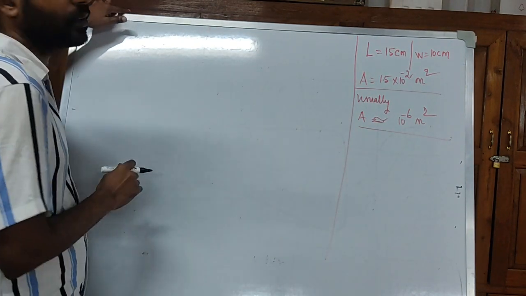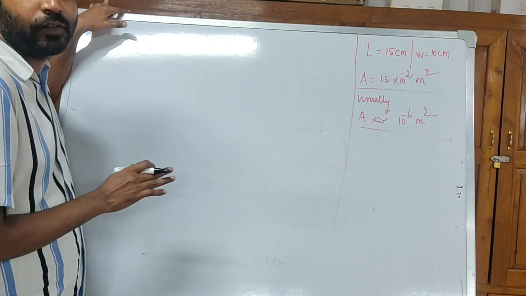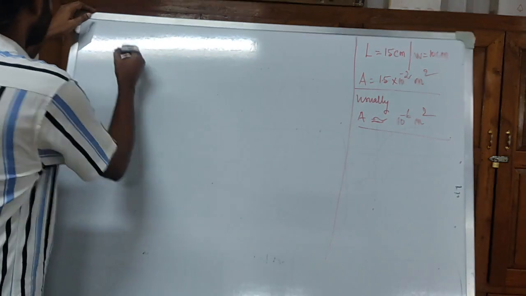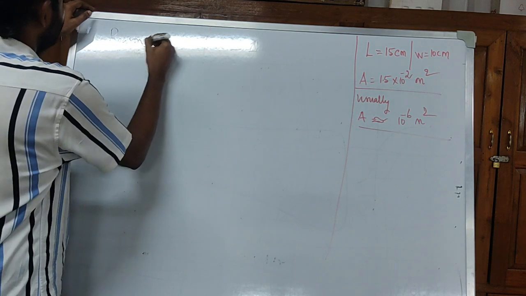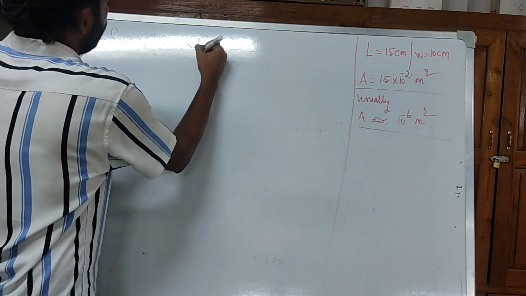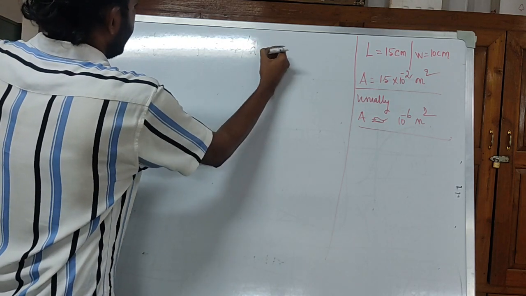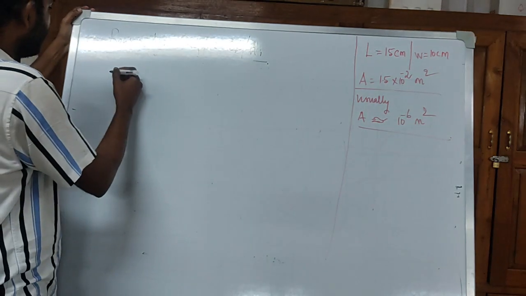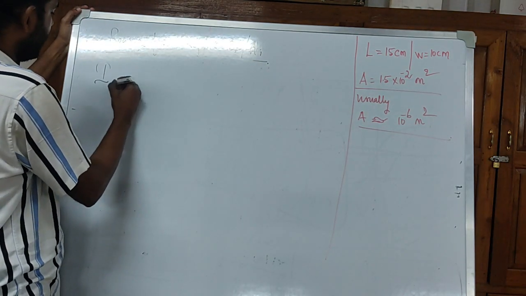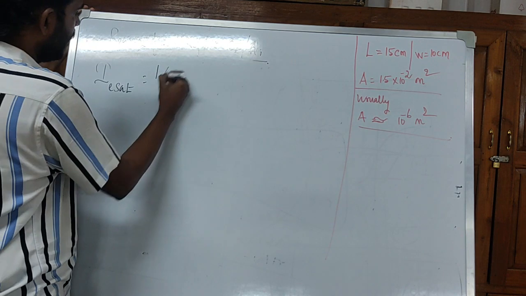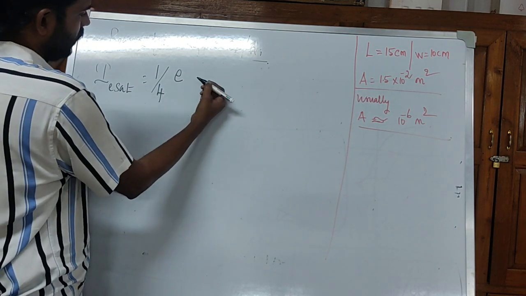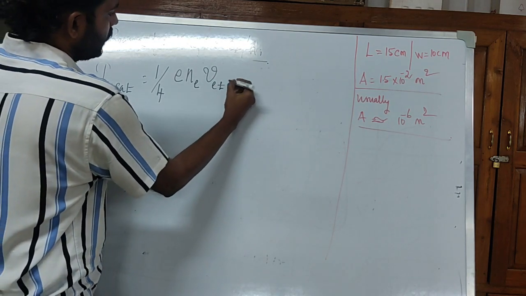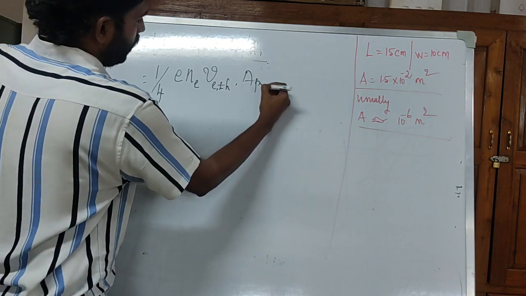Here I will explain the reason for the drop in the number density of ions or electrons, the drop in Ne or Ni. Usually in probe theory we express the electron saturation current as 1/4 times the charge of the electron, the number density of electrons, the thermal velocity of electrons, and the area of the probe.